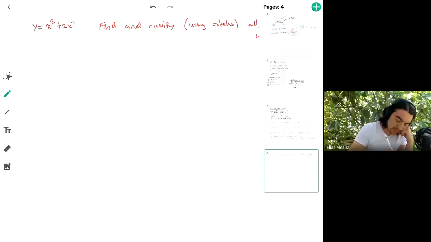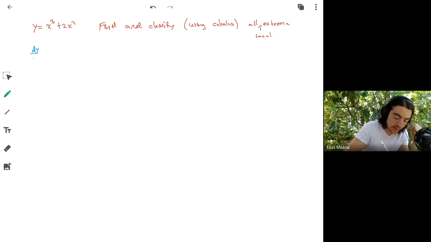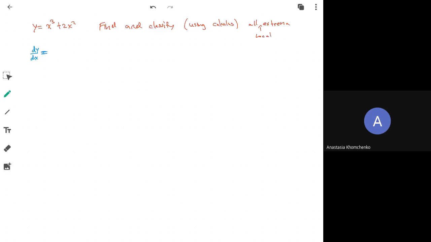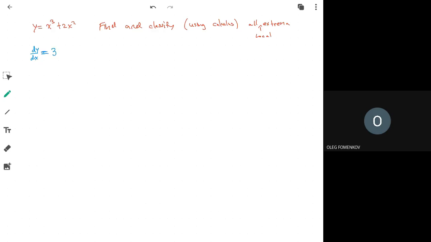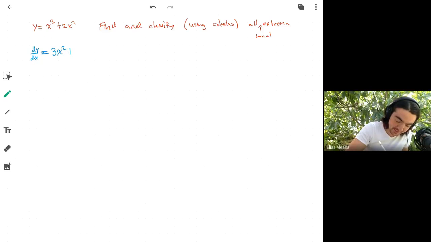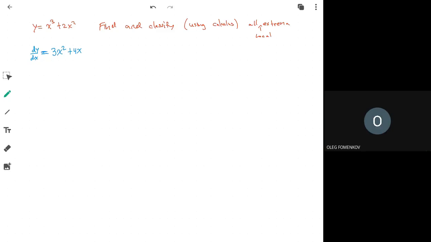Our first derivative is just dy dx. What is dy dx? Somebody tell me the derivative here. 3x squared plus 4x. So we get 3x squared plus 4x. Everybody agree? Yes. All right.